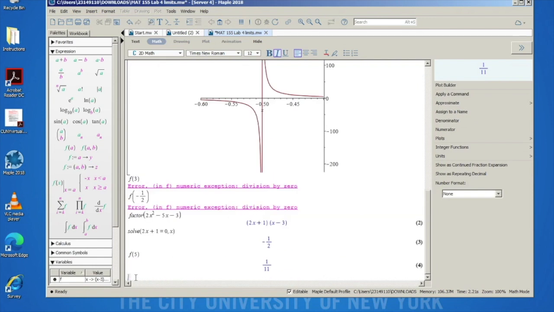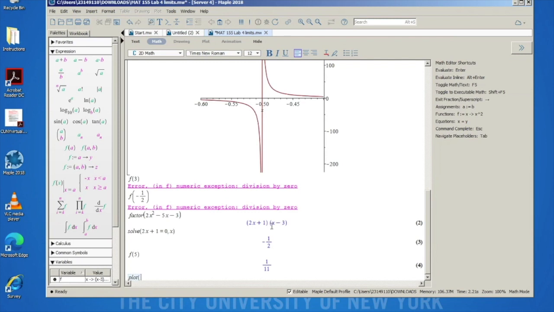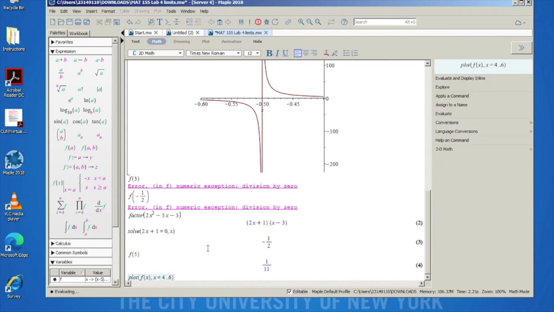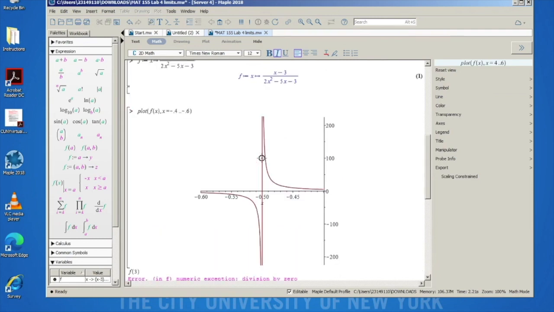I already know that the only two values that make the function 0 are negative 1/2 and 3. So I do not need to worry that f of 5 is going to give me an error. Now, if we were to plot f close to 5, so let's do x equals 4 to 6, then at 5, you could see that we are at a very small number right here. And that number is namely 1 over 11, or 1/11.